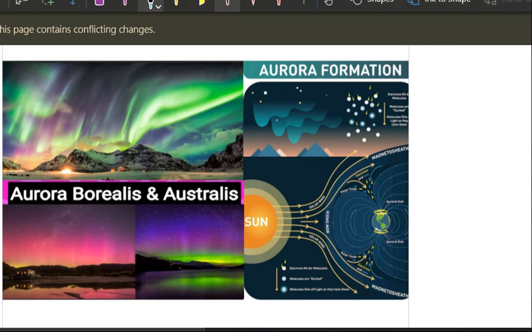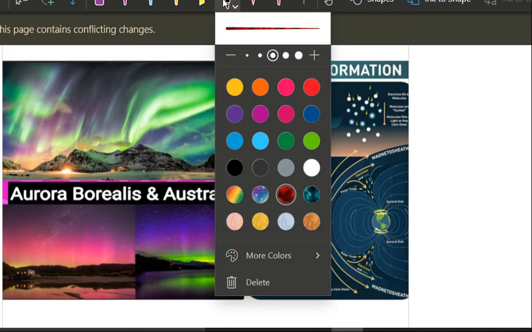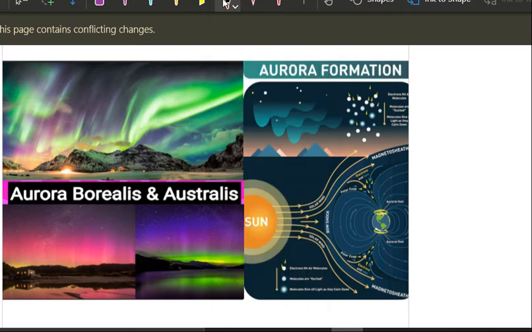Today we are going to learn about an interesting topic. See, suppose you search for any nature pictures or a good wallpaper, what you get are these things, right? What are these things? These are auroras.